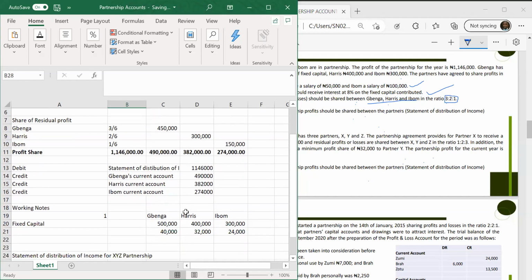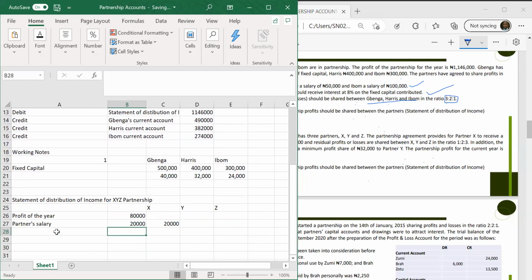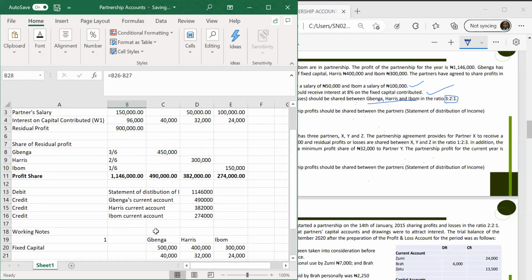So now that we have done this, how much will our residual profit be? Will it be 100,000? What will our residual profit be? 60,000. Thank you. We are removing this from this. So 60,000. So what is our next item?